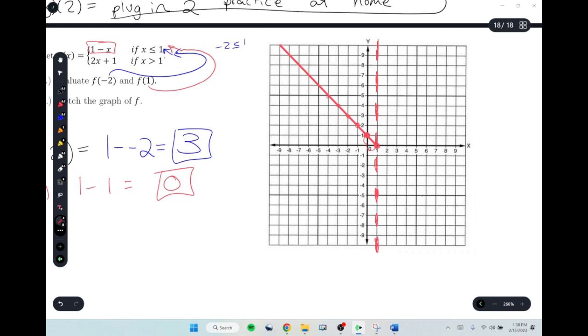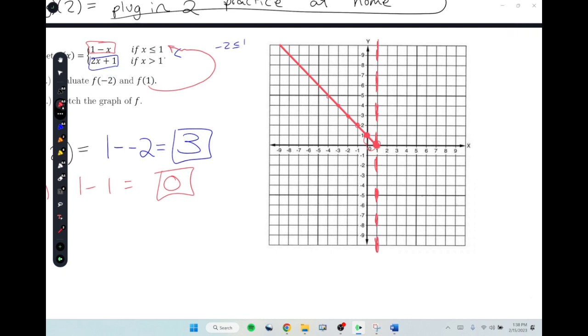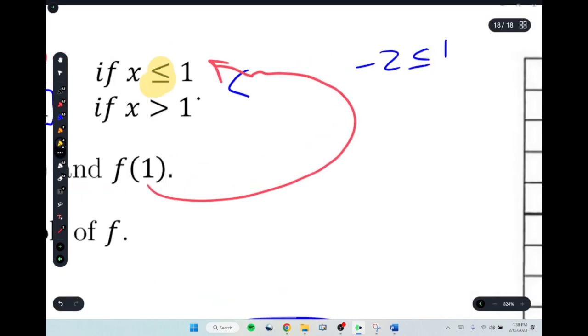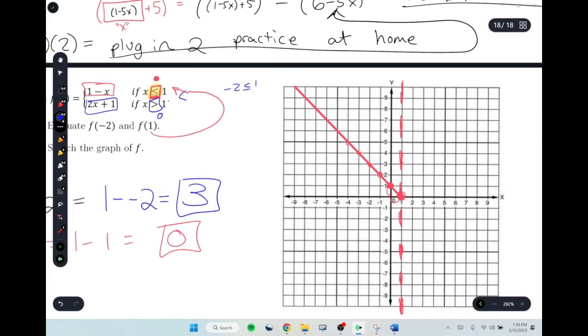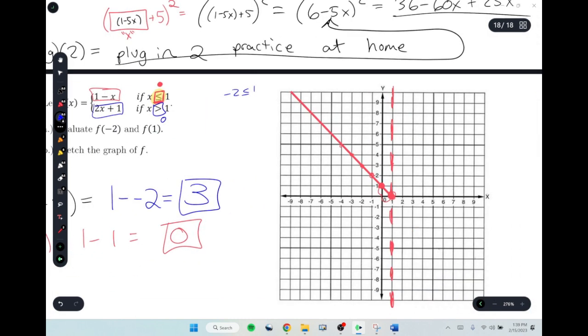Now what happens at the red dotted vertical line? Does it include the red line or the blue line? It includes the red line. Why? The red one has this underline, right? See that underline right there? That symbol means it includes. This symbol means it does not include. So the red one's going to get included and the blue one's not. But we still have to graph the blue one.